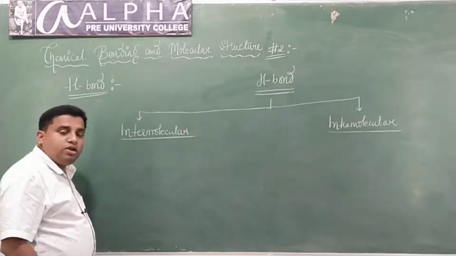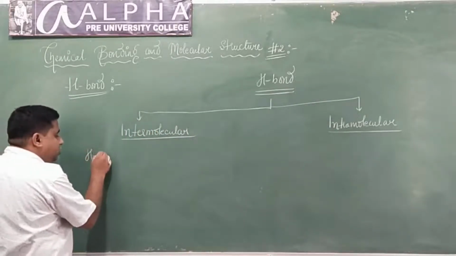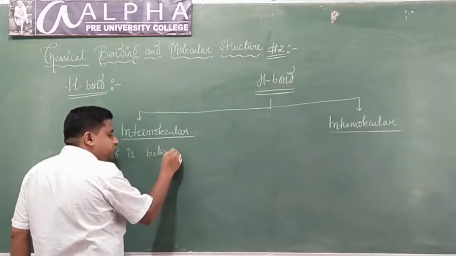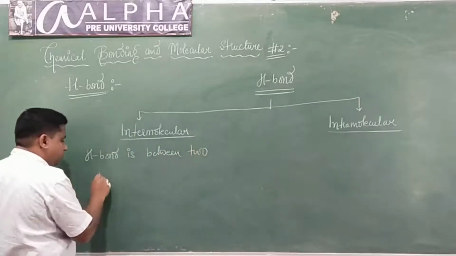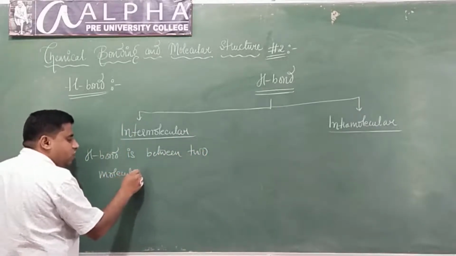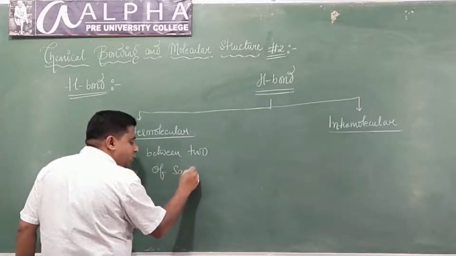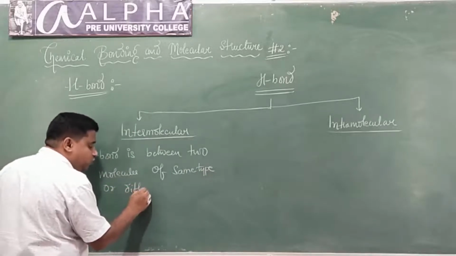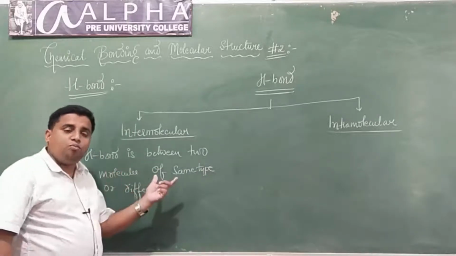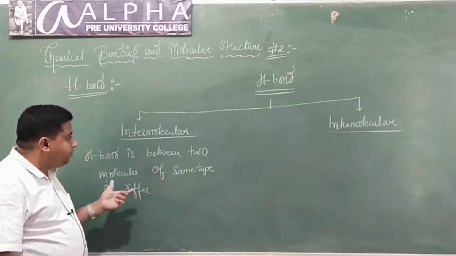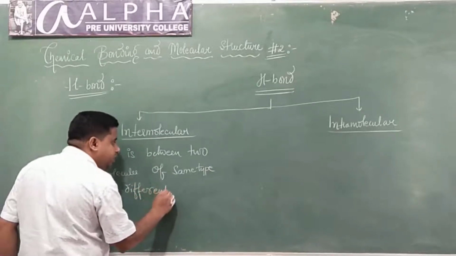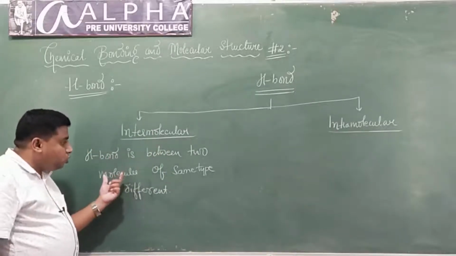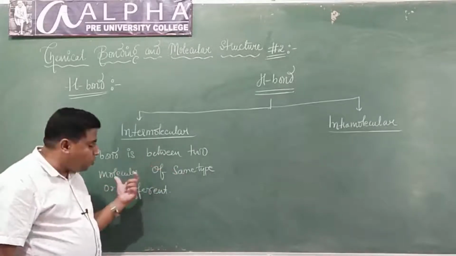What do you mean by intermolecular hydrogen bonding? If the hydrogen bond is between two molecules of the same type or between two different molecules, then that type of hydrogen bond is called intermolecular hydrogen bond.